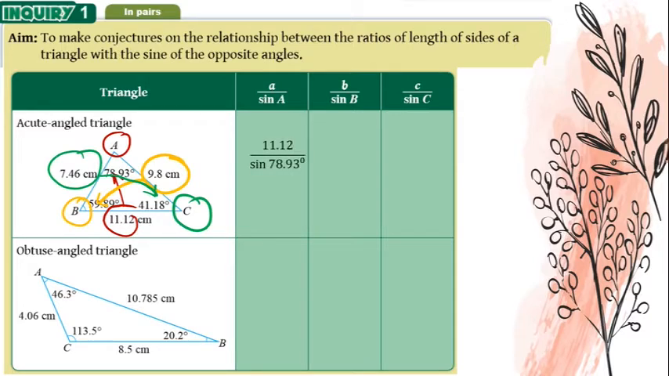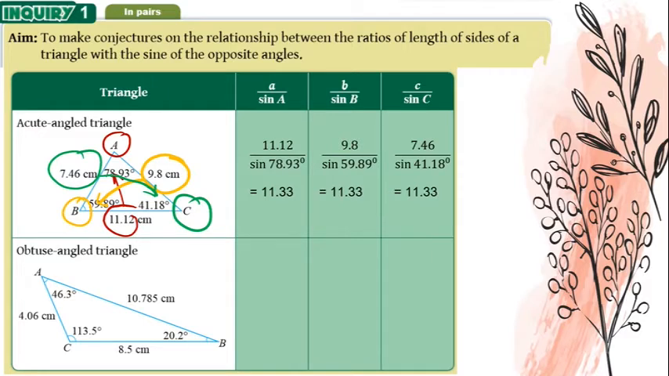So the first one, the red color, 11.12 divided by sine 78.93, you will get 11.33. While for b, which is the yellow color, 9.8 divided by sine 59.89, you will also get 11.33. And lastly, the green color, the length of side c, which is 7.46, divided by sine 41.18, you will get 11.33.